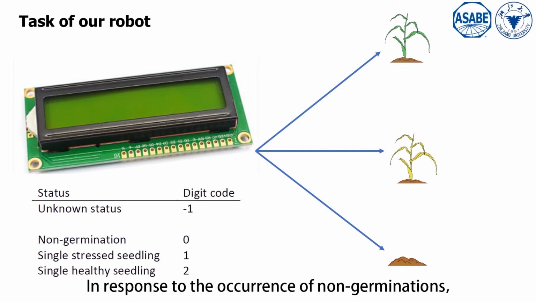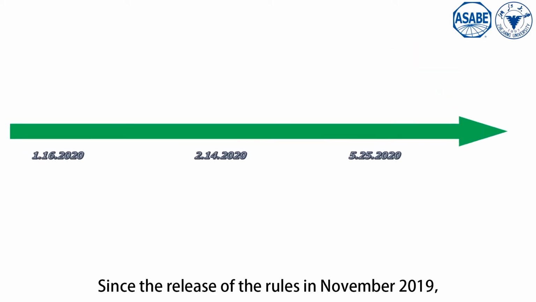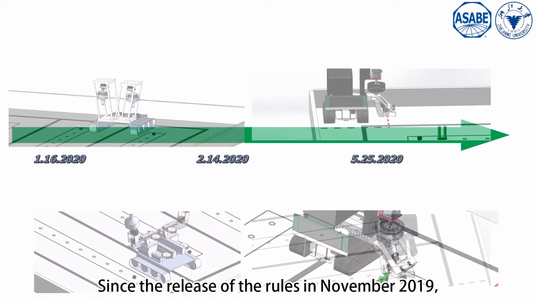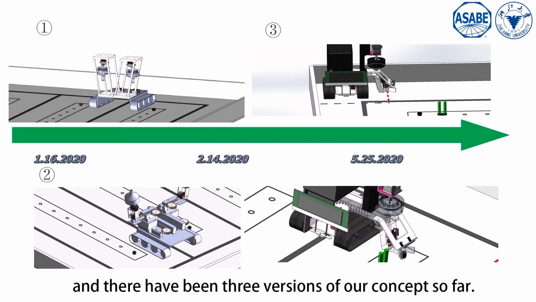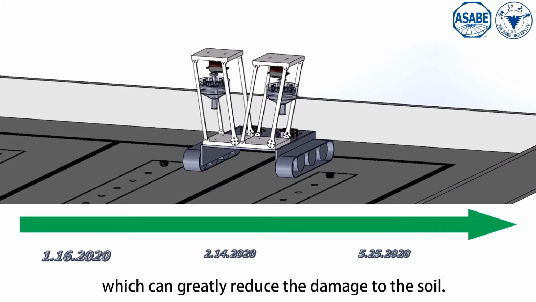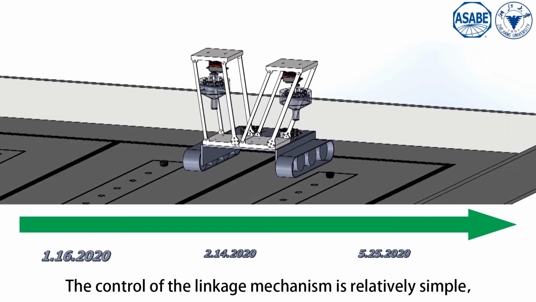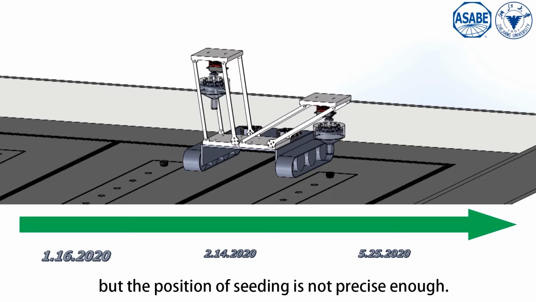In response to the occurrence of non-germinations, we have designed a mechanism to simplify the task. Since the release of the rules in November 2019, we have been improving and optimizing the mechanism, and there have been three versions of our concept so far. We have used the design of crawler wheels, which can greatly reduce the damage to the soil. The control of the linkage mechanism is relatively simple, which can be directly driven by the servo, but the position of seating is not precise enough.